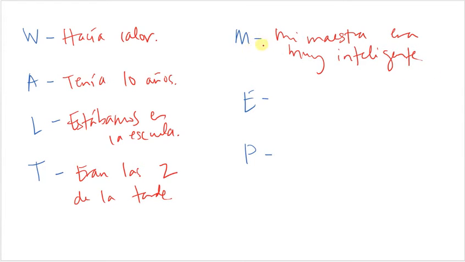So I'm describing somebody mentally. My teacher was very smart. It's not a completed action because we don't know when she started being smart or if she stopped being smart. We just know that she was smart. So descriptions in the past are almost always the imperfect.